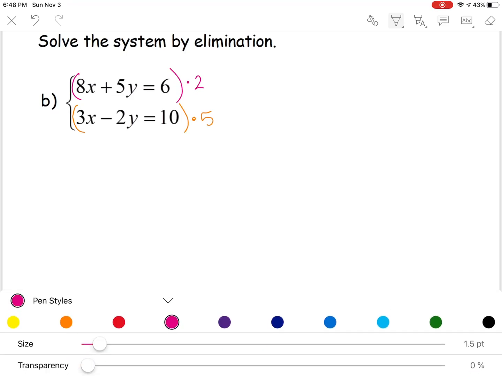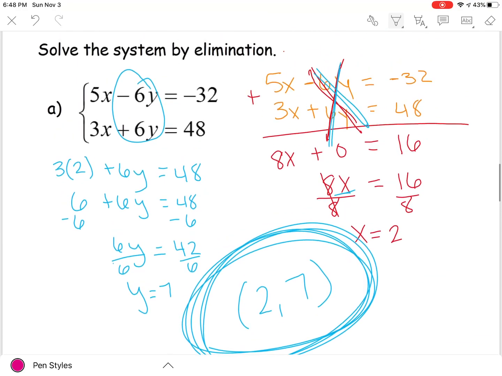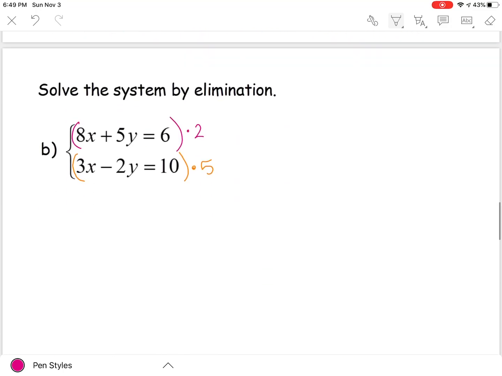So the other thing with elimination is that when you're using multiplication to make equivalent expressions, you're not just multiplying one number, you have to multiply everything. If you don't multiply everything, it's not an equivalent expression. So if we go back up here for a second, if we had just multiplied 2x by 2, well, 4x plus 2y equals 5 is not equivalent to 4x plus 4y equals 10. Okay? So it's very important to remember that you have to multiply everything.